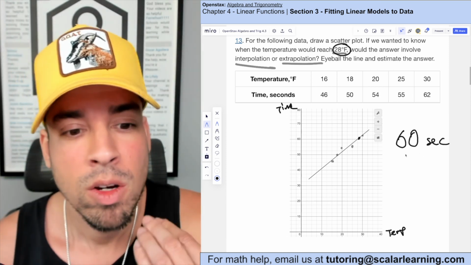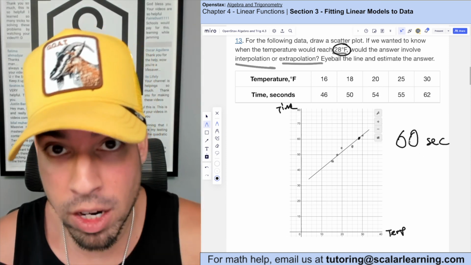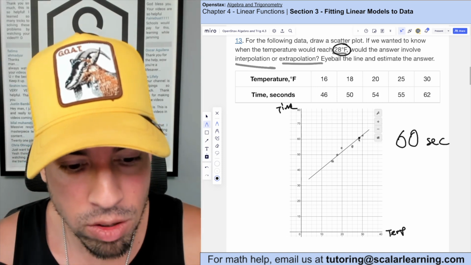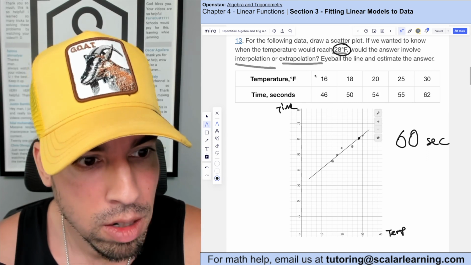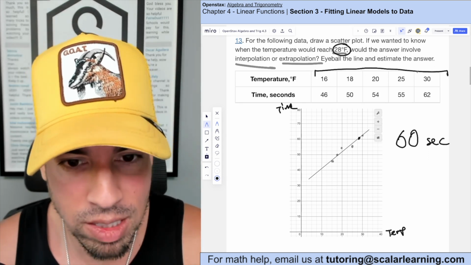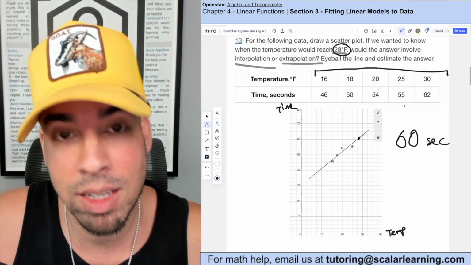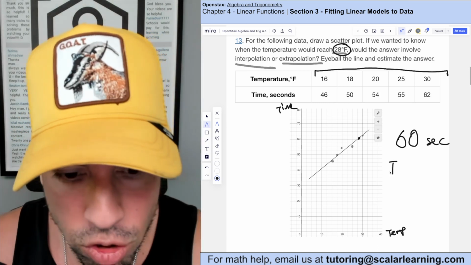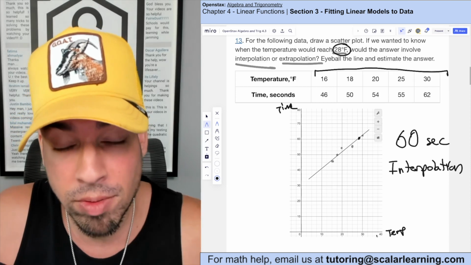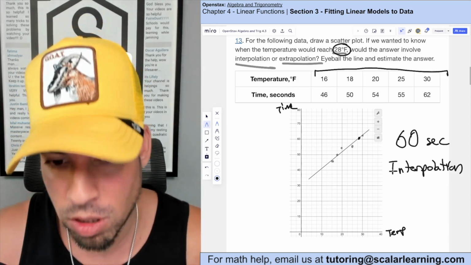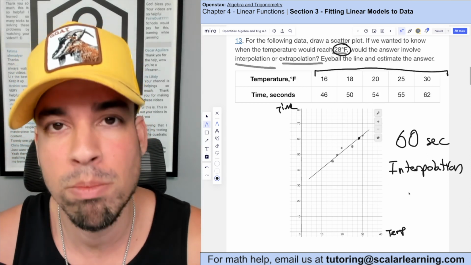Now, the question is, is this interpolation or extrapolation? Well, the data value that we were testing, 28 degrees, is within the domain that has already been provided, right, from 16 to 30. So when we're going within the data values provided, this is called interpolation. However, if we were trying to match it up for a temperature of 40 degrees or 50 degrees, that would be considered extrapolation. So 60 seconds, interpolation, boom, done.